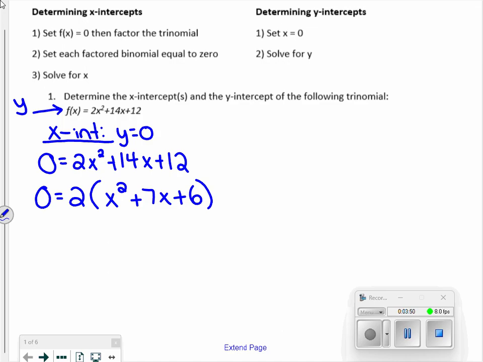Two numbers that multiply to give you the outside, so multiply to give me 6, and add to give me 7. What are those numbers? Two numbers that multiply to give me this number, and add to give me this number. Blank times blank gives me 6. Those same numbers need to add to give me 7.